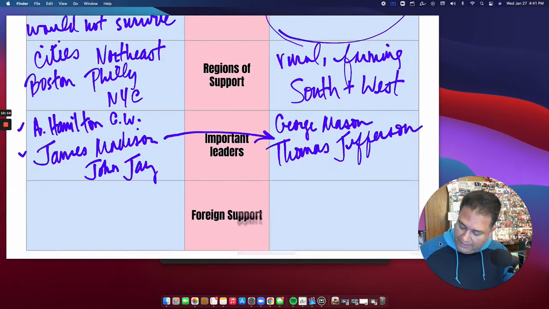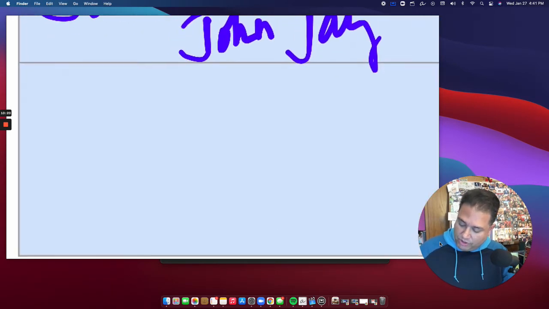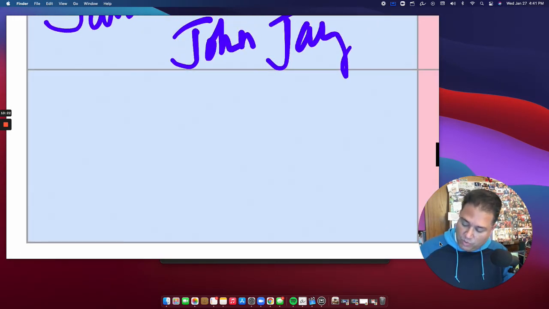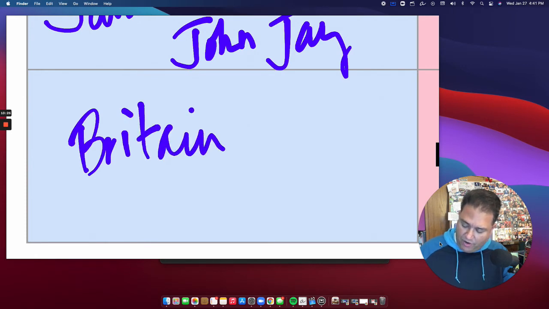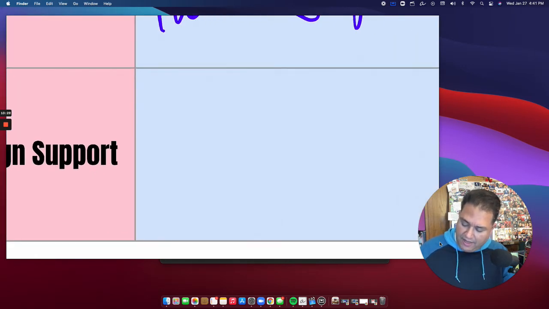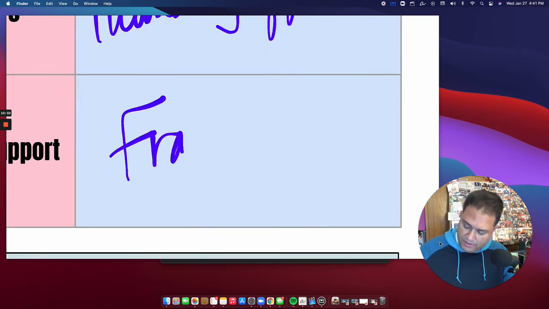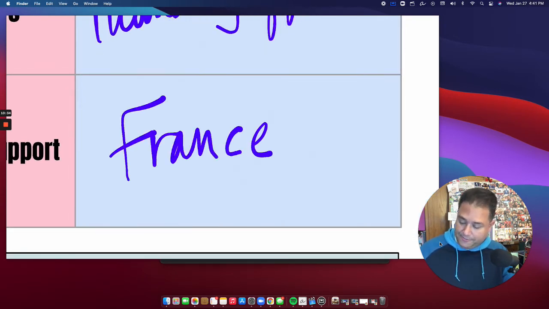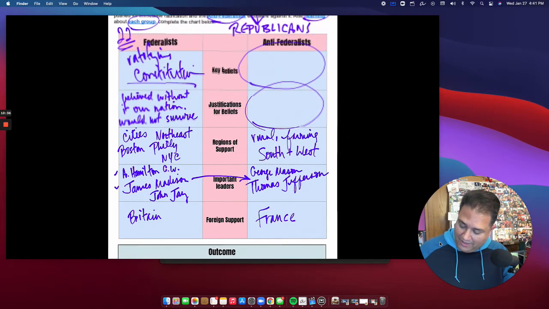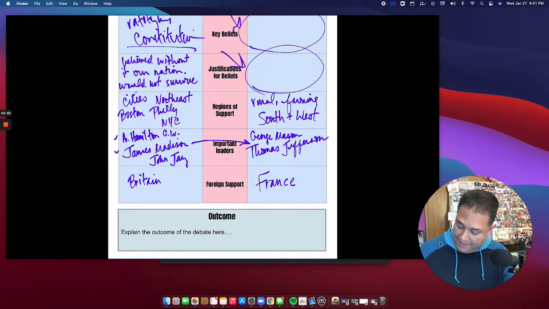And then finally, foreign support. In other words, which countries did they align themselves with? Well, the Federalists most certainly aligned themselves with Britain. This is an easy one. You don't need to overcomplicate this. And then the foreign support, the country that the Anti-Federalists supported was France. Okay. So really, I've done a lot of this for you. You need to fill in this one and this one still. Don't leave those blank.